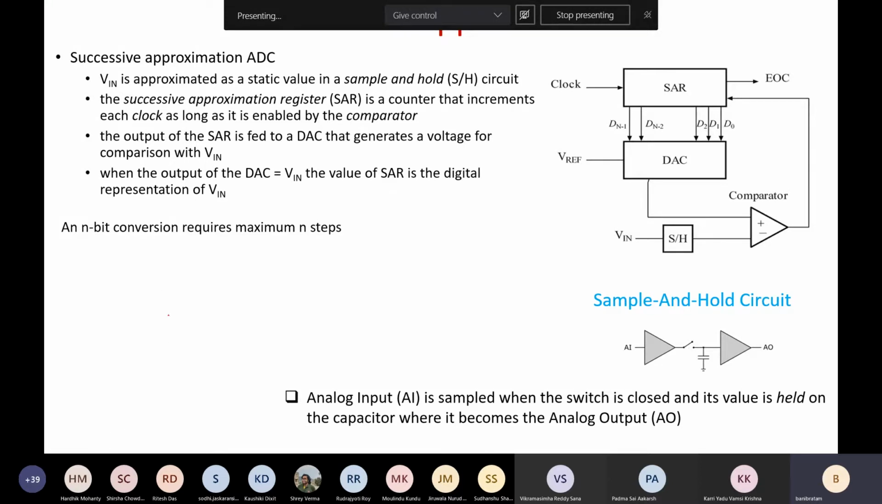So what are the different types of ADCs available? You can have ADCs like the flash type ADC, flash ADC. You can have the SA ADC. SA means successive approximation, which we are going to discuss in detail, right? Then you can have the dual slope integrator ADC, dual slope integration type ADC.